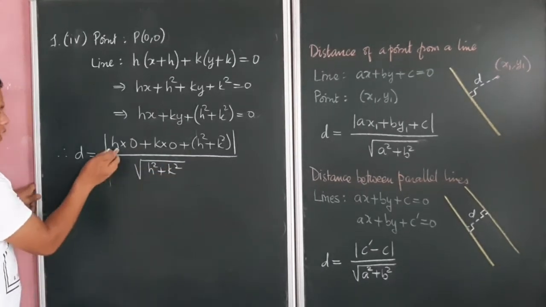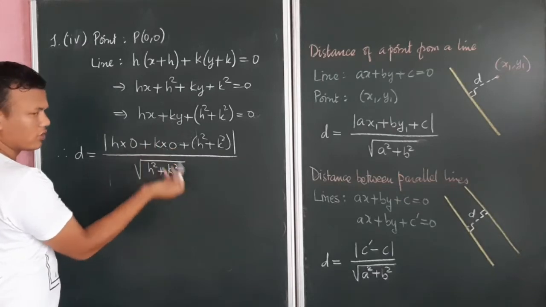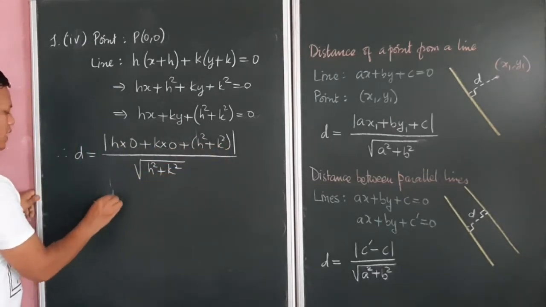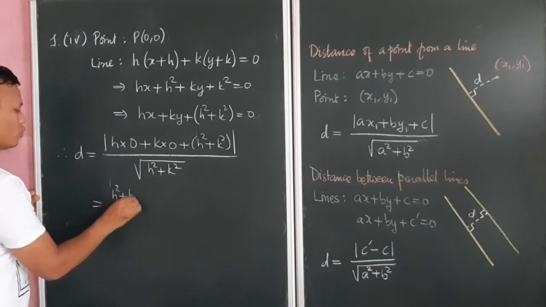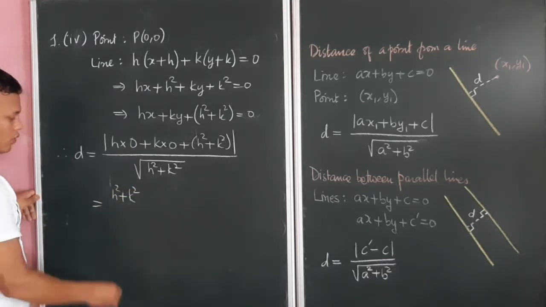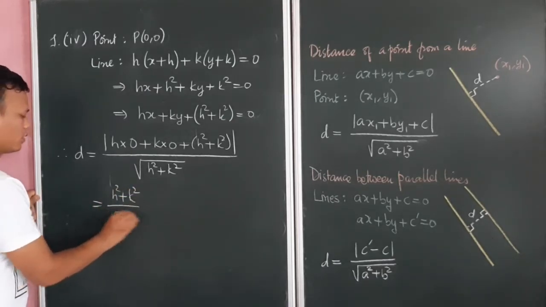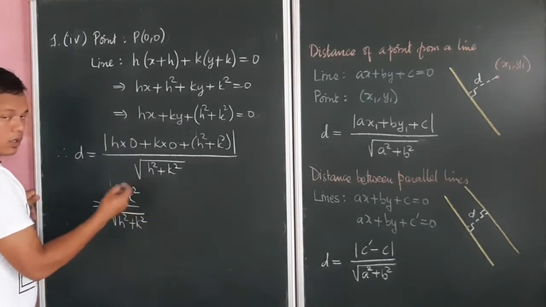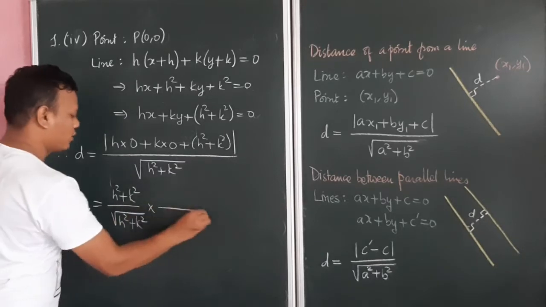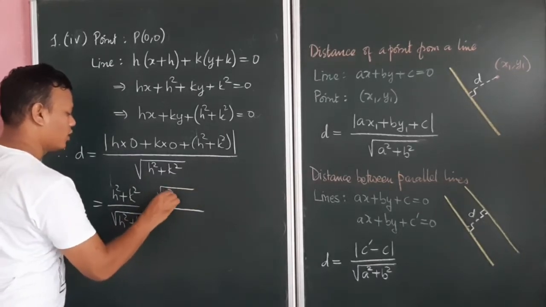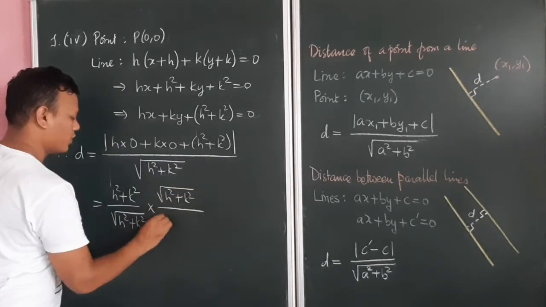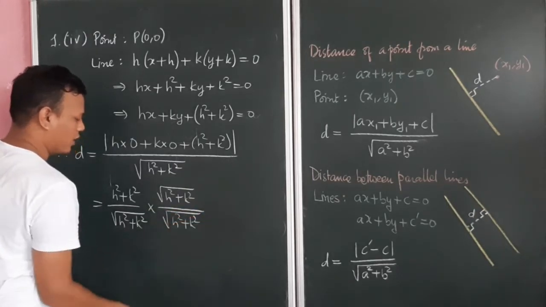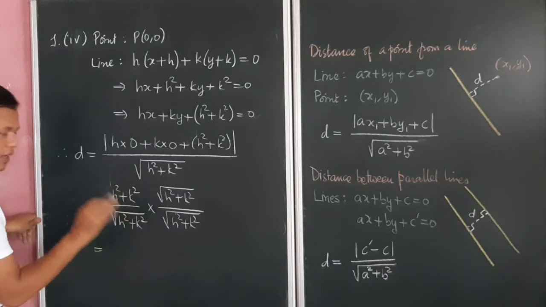So how much is this? h into 0 is 0, k into 0 is 0, so 0 plus 0 is 0. So altogether the numerator becomes h square plus k square only, and we have the denominator square root of h square plus k square. If you want to rationalize it, that also can be done.